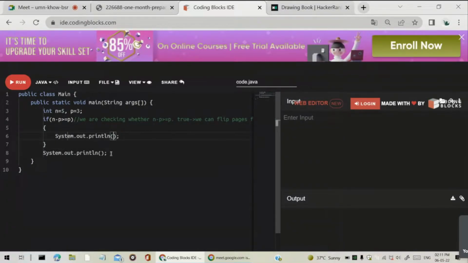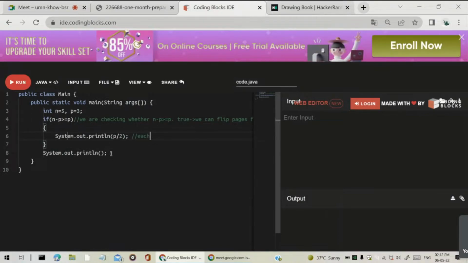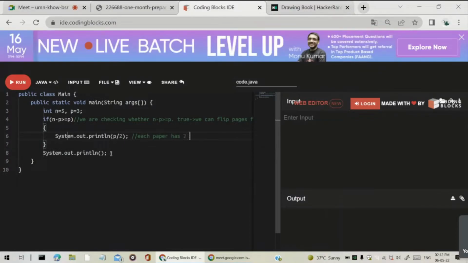When we are coming from the front, we can flip only p by 2 pages, but not p pages, because each paper has 2 pages. That is the reason we are dividing by 2. Exactly.